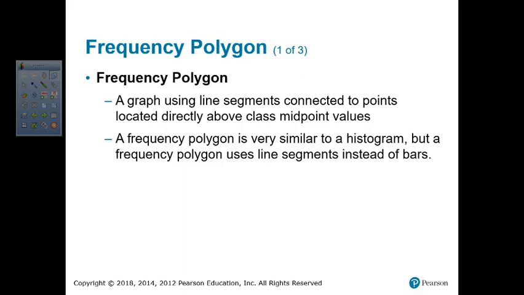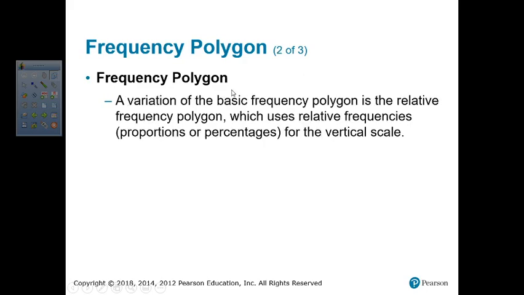So the frequency polygon is a graph using straight line segments connecting the points directly above the class midpoints of values. A frequency polygon is very similar to a histogram, but a frequency polygon uses line segments instead of bars, and the line segments are not made at the boundaries, it's made over the midpoints. A variation of a basic frequency polygon is a relative frequency polygon, which is basically the same, except we're using relative frequencies, just like there's a relative frequency histogram.